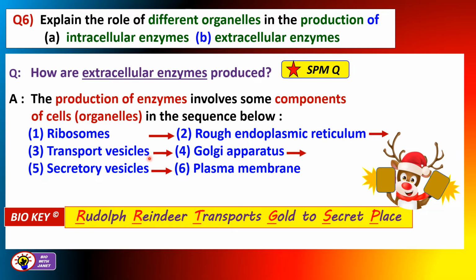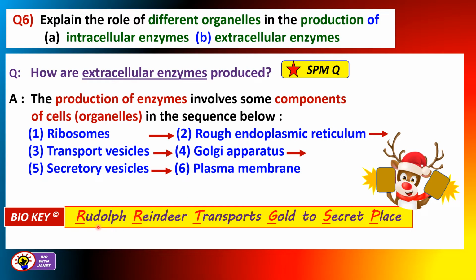Thirdly, transport vesicles will bud off from the rough ER, and transport vesicles transport the proteins to the Golgi apparatus. Fourthly, the Golgi apparatus will modify the proteins to form the enzymes. And then the Golgi apparatus will package the enzymes in secretory vesicles. So number 5, secretory vesicles will transport the enzymes to the plasma membrane, where the secretory vesicles will fuse with the plasma membrane and secrete the enzymes, the extracellular enzymes, outside the cell. All right? So this is the production of extracellular enzymes and all the organelles involved.